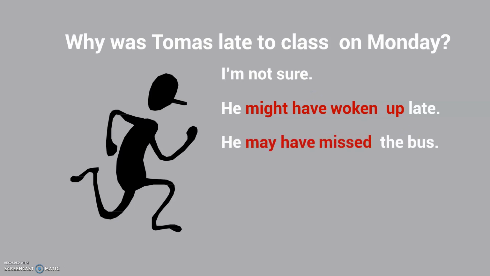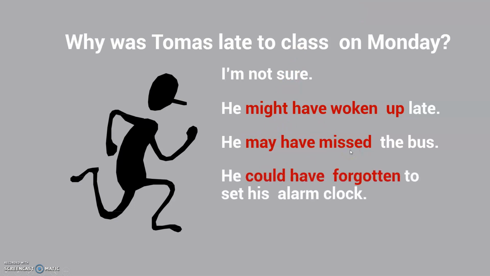Let's see another example. He may have missed the bus, right? So we have again our modal, have, and the verb in past participle. Then we have he could have forgotten to set his alarm clock. As you can see, all of these three things are possibilities, right? And they have the same structure. The subject, I can change it. I can say I, you, we, they. And then our modal, have, and the past participle form of the verb.